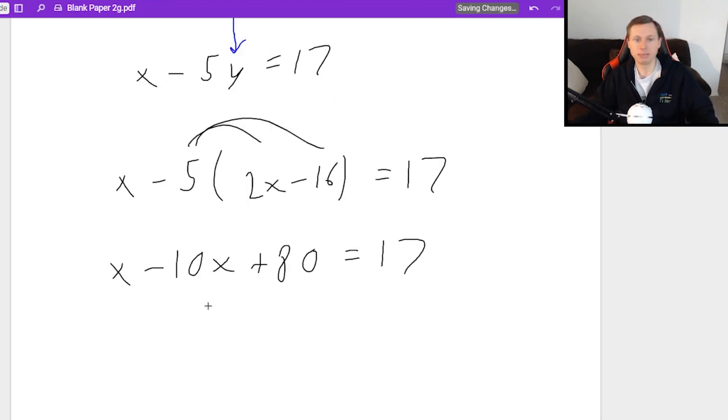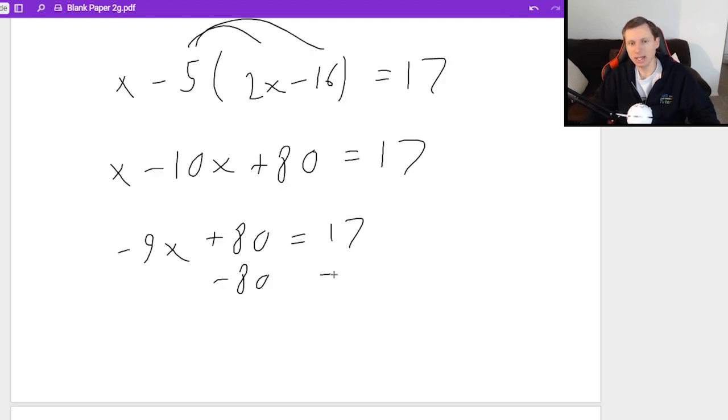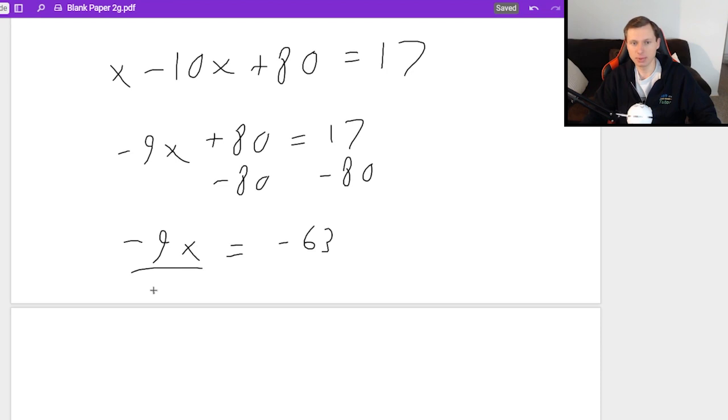Once again, I need to combine like terms. x minus 10x is negative 9x plus 80 equals 17. I need to subtract 80 from both sides. That will give me negative 9x equals negative 63. And when I divide both sides by negative 9, I get x equals positive 7. So there's one of my answers.